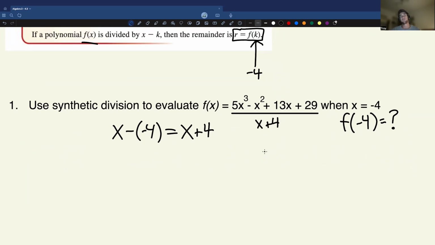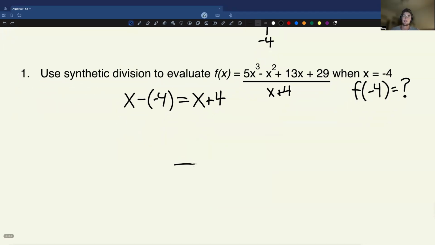Well, we know how to divide by a simple x plus k or x minus a like this with synthetic division. So let's set that up. Now notice, remember, you have to flip this sign. So x minus -4, it's -4 that we have to write in here. Whatever the x value is in a remainder theorem problem, that's the value going in this window right here. Now let's write these out. We're not skipping any terms, so it's 5, -1, 13, and 29.